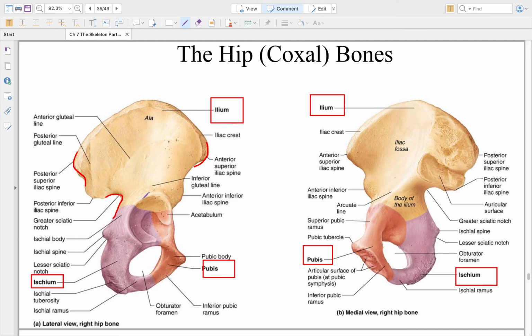Okay, this is moving us down into the ischium. This is the body. It has a little tiny spine that sticks out. And then it has a lesser notch. So this one's called the greater notch. This one's called the lesser notch. Well, the lesser sciatic notch. Let's be specific.